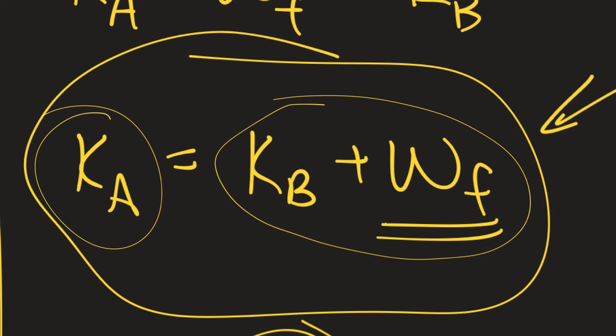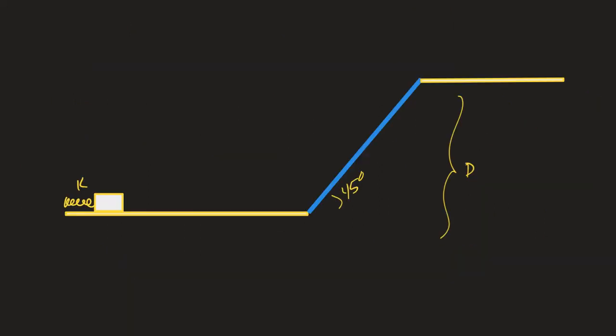But here's why I want you to be thoughtful about this or mindful about this. So, I mean, consider this problem. Any place that's yellow, no friction. Blue has friction. Okay? So there's a coefficient of friction along the inclined portion of this problem.